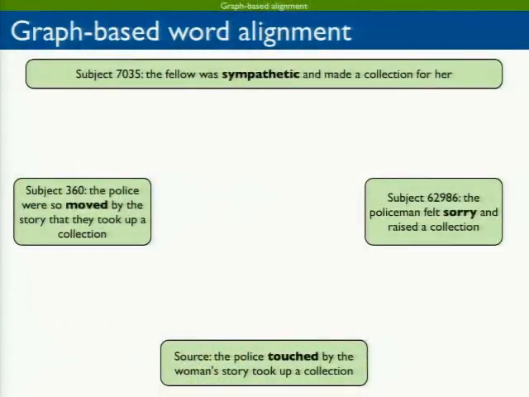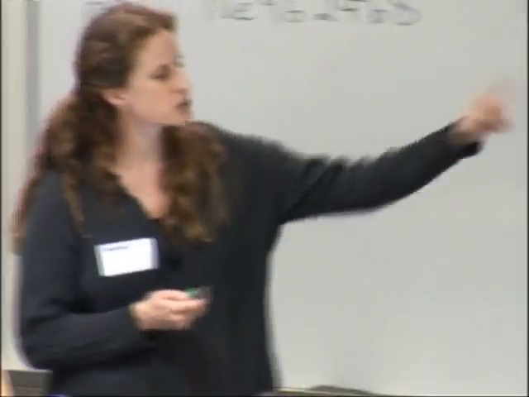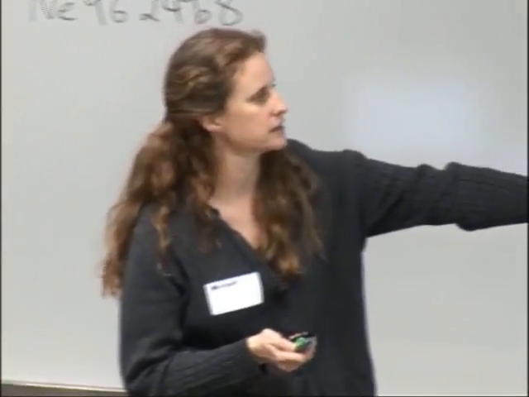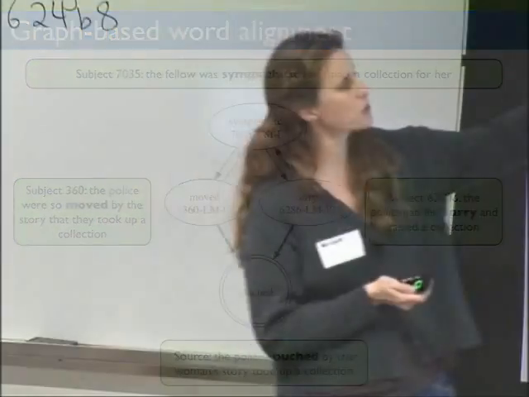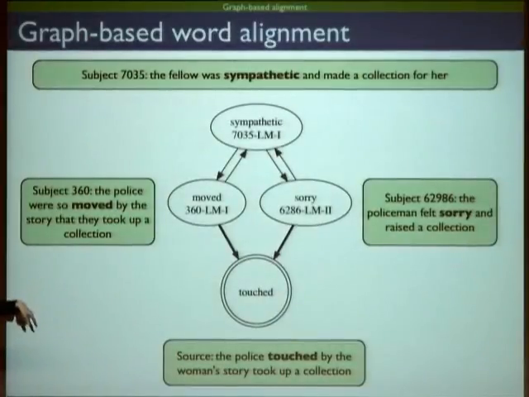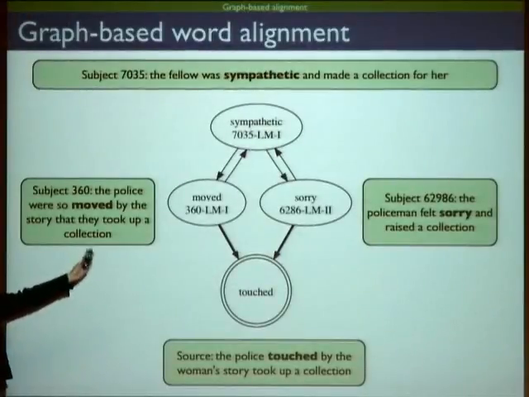So imagine if you had these 4 sentences. The source is on the bottom. These are sentences from our subjects, and you can see that the bold-faced words should all be aligning to touched, okay? But suppose they didn't. Suppose that when you did your alignment of just the source and retelling, you only got moved aligning to touch and, sorry, aligning to touch. So then you align every retelling to every other retelling, and you uncover the relationship that moved aligns with sympathetic and sorry aligns with sympathetic.